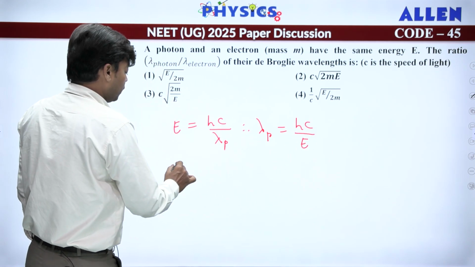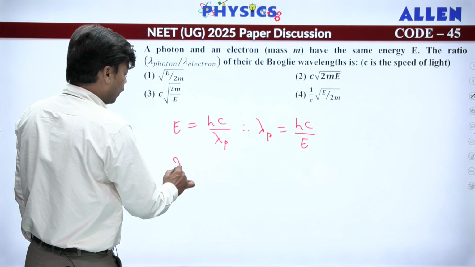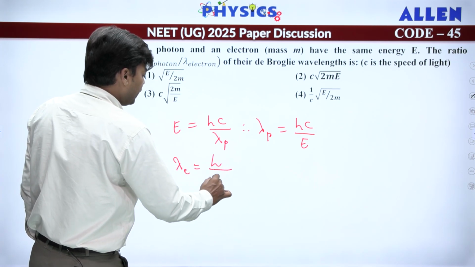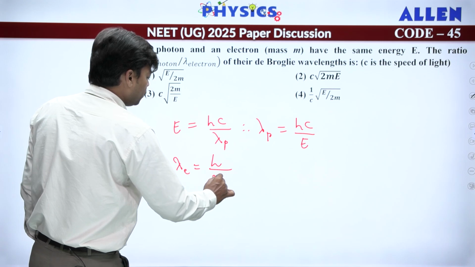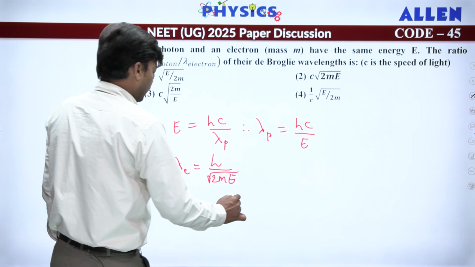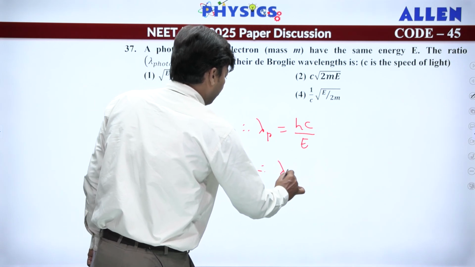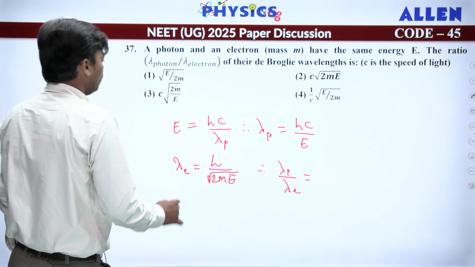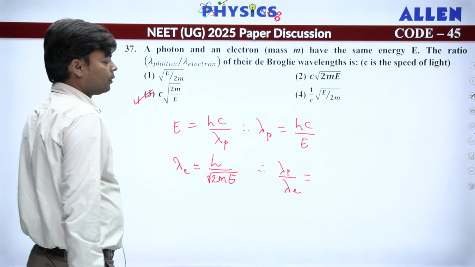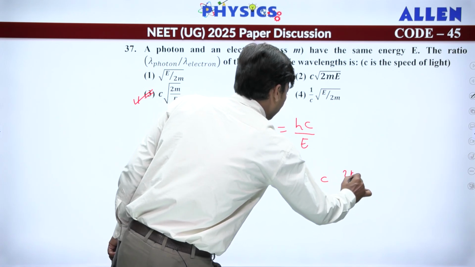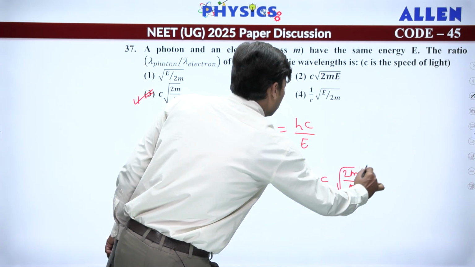Similarly, lambda of electron is basically h by p, and p is root 2mE for electron. And so therefore, lambda p divided by lambda e, if we do the calculation, we'll get option number 3, which is c into root under 2m divided by E.